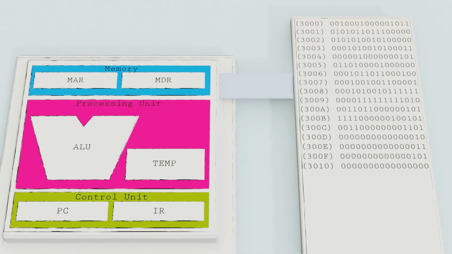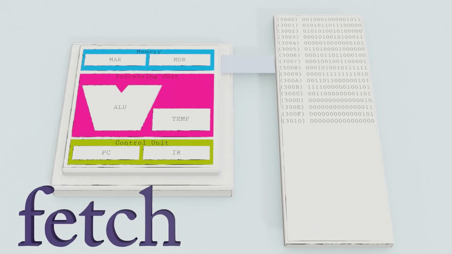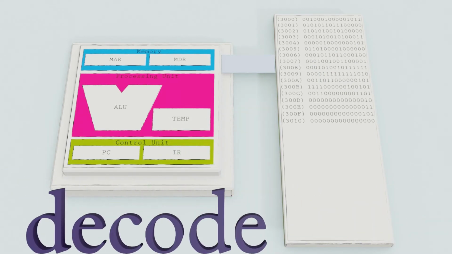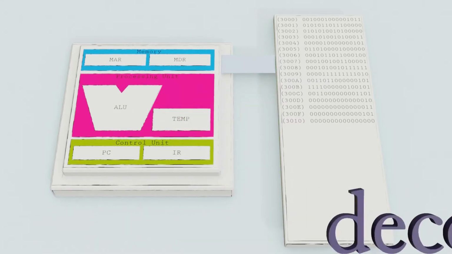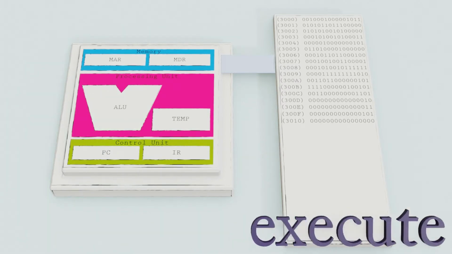For each and every instruction, the CPU follows the same basic steps of fetch, decode, then execute. Fetch involves using the program counter to get the next instruction from memory and storing it in the instruction register. The instruction is then decoded and, depending on the instruction, more data may be fetched from memory and stored in the temporary registers. The instruction is then executed, for example adding two numbers together, and the results then stored.